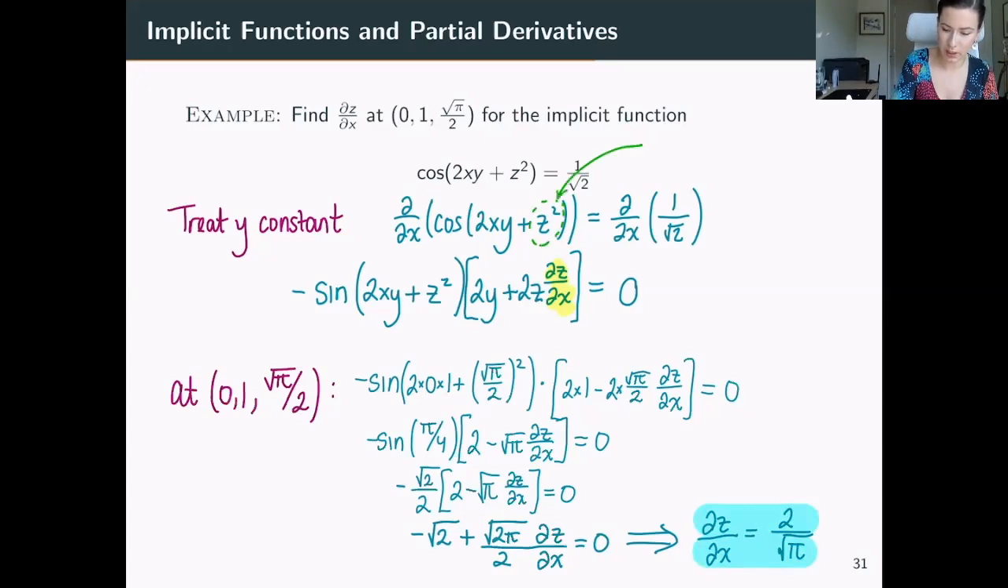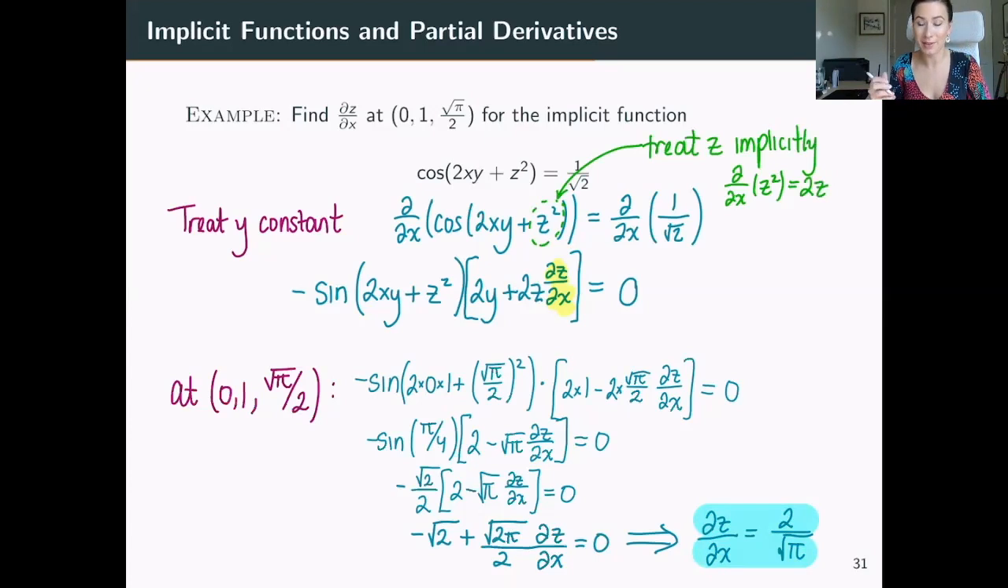So we're going to treat z implicitly and take the derivative as we normally would. So we would have that d by dx of z squared was equal to, we use the chain rule, 2z, but then making sure to take the derivative of the inside. So that's going to be z prime, which is dz by dx.